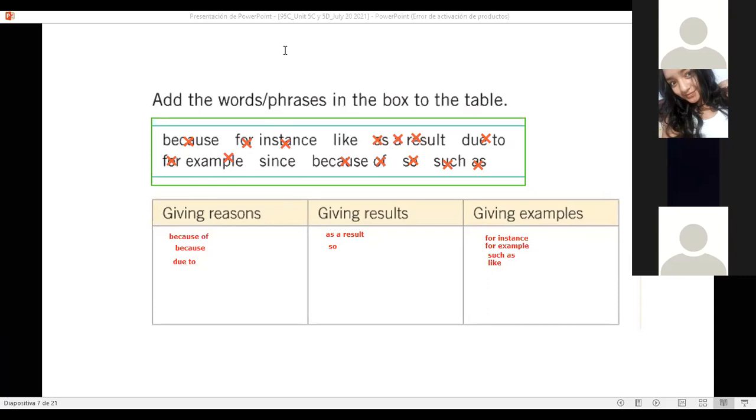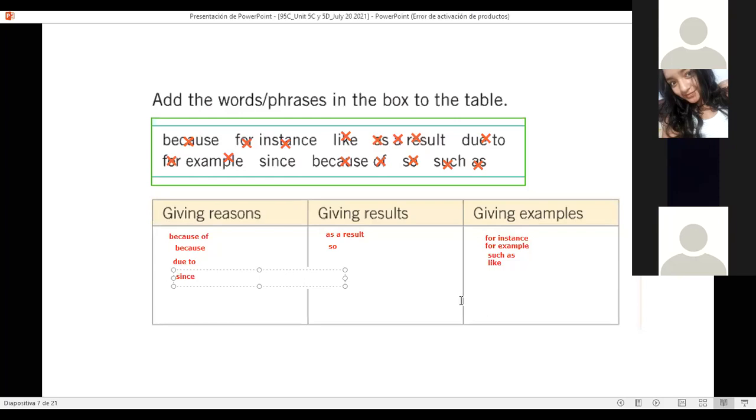Like, como por ejemplo, ¿sí? Este like tiene el significado de por ejemplo. And finally, we have this since. Where do you think this should be? ¿En dónde estaría o debería estar este since? Que significa desde. Giving reasons, teacher. Giving reasons, exactly. When you are giving reasons, when you are explaining something, you can use the word since. Perfect.